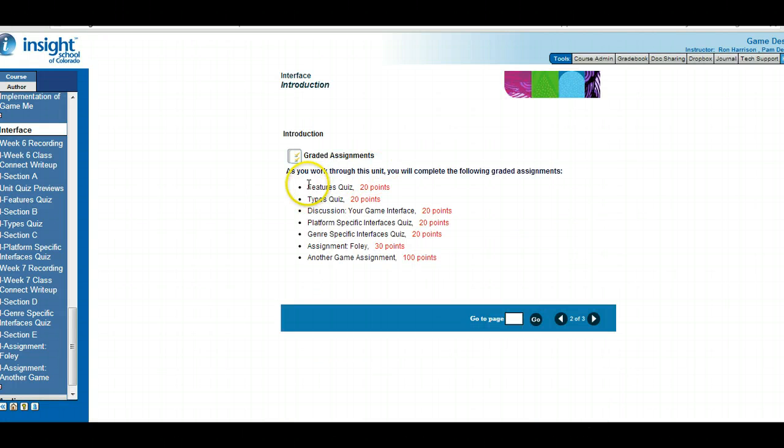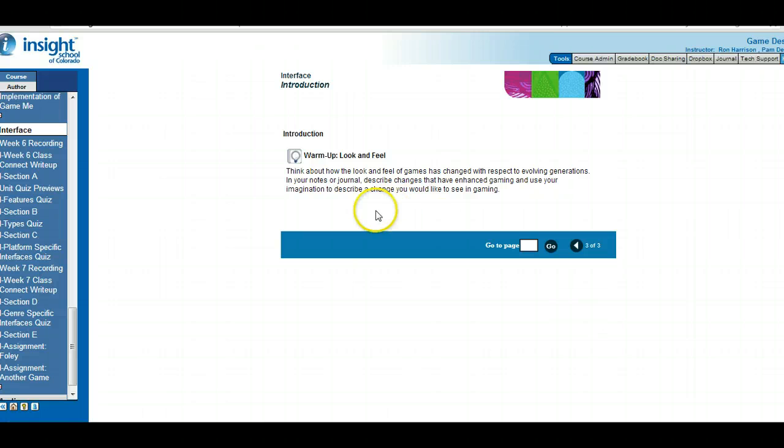So all the work for this whole unit, of course, always go to the grade book to see exactly what assignments you need to do and how many points they're worth. And this has a little warm-up. So it has you, I doubt many of you are doing this, but describe changes that have enhanced gaming. Use your imagination to describe changes you'd like to see in gaming.